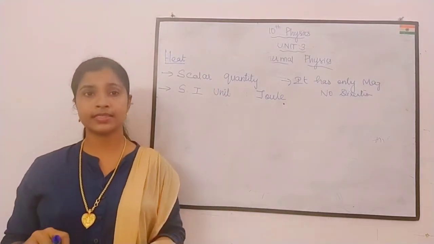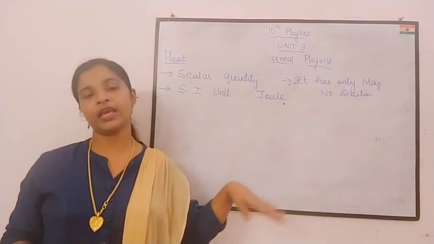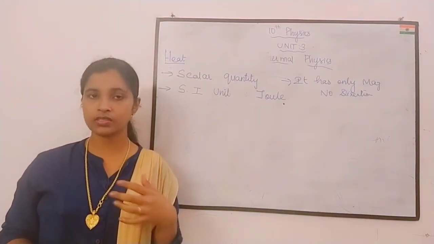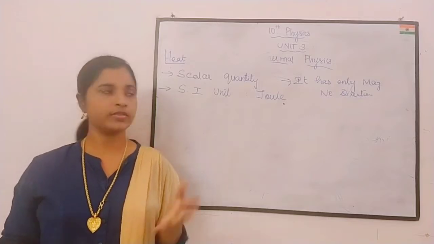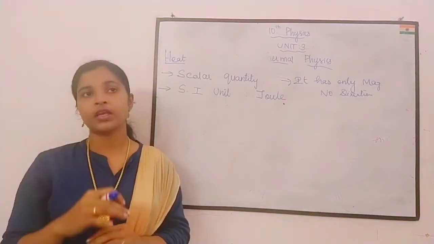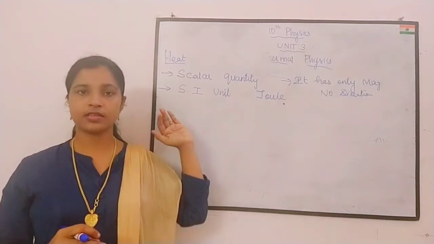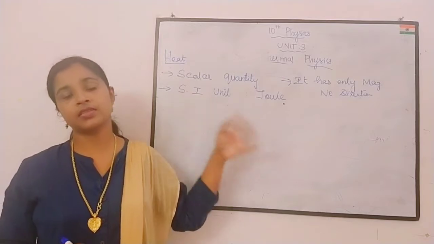Then what is the SI unit of heat? The SI unit of heat is joule, because it is a form of energy. What is the unit of energy? It is joule. Similarly, the SI unit of heat is joule. So now you know what is meant by thermal energy, what is heating, what quantity it is, and what its unit is.